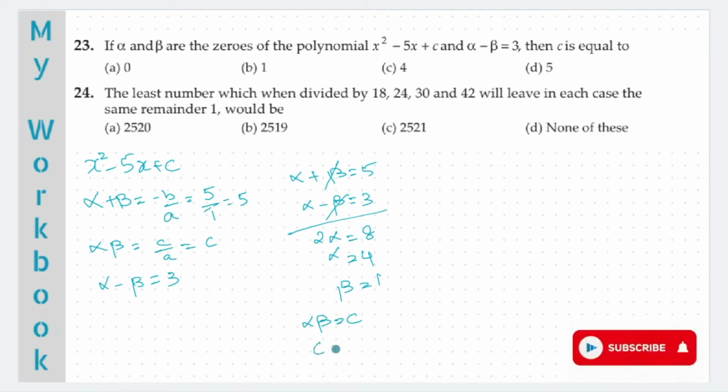So C will be 4 into 1, 4. Answer is option C, 4.